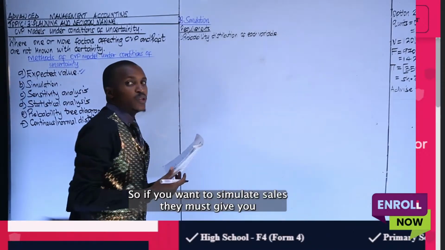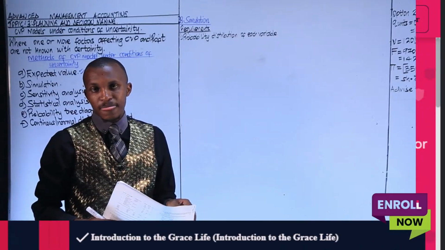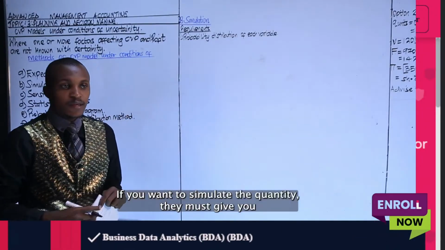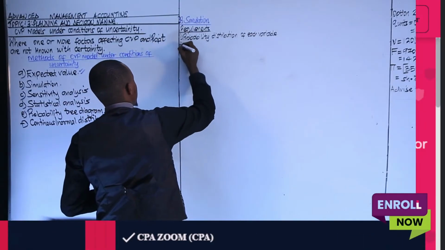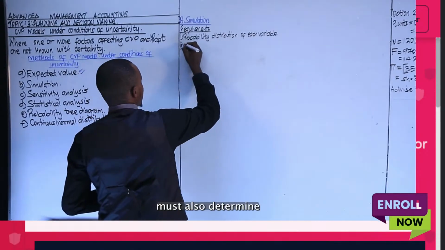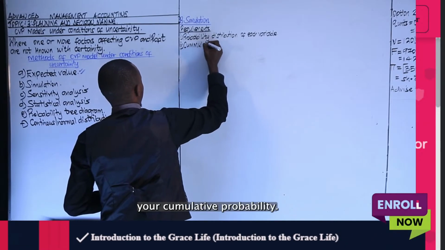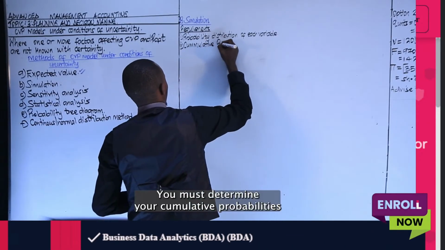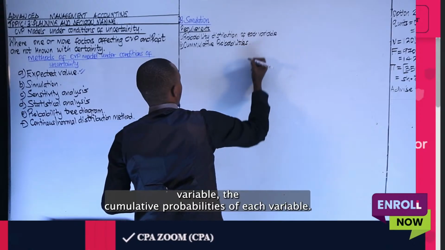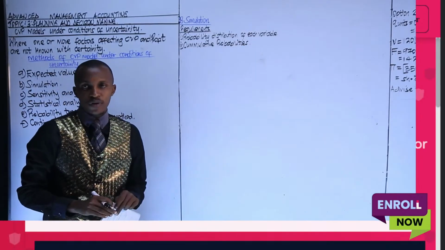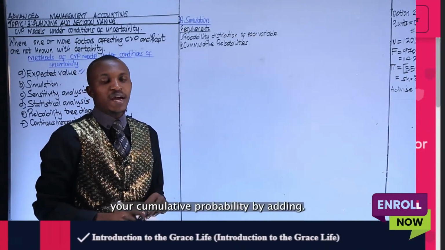So if you want to simulate sales, they must give you probability distribution of sales. If you want to simulate the quantity, they must give you the quantity. Number two, you must also determine your cumulative probabilities of each variable. Once you have the probability, you can now determine your cumulative probability by adding.